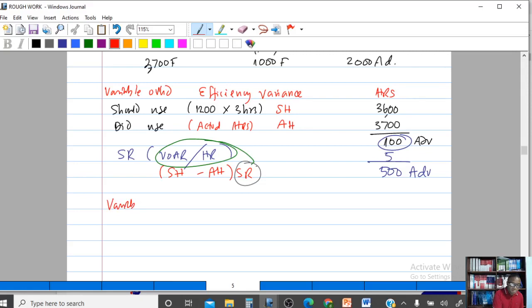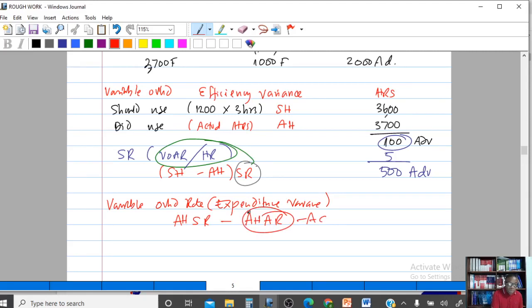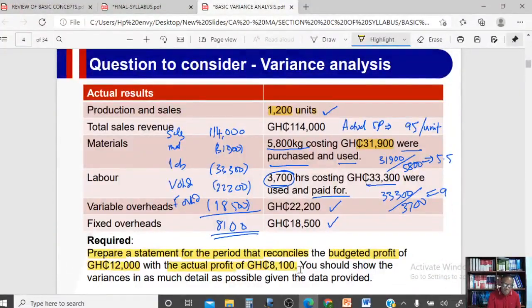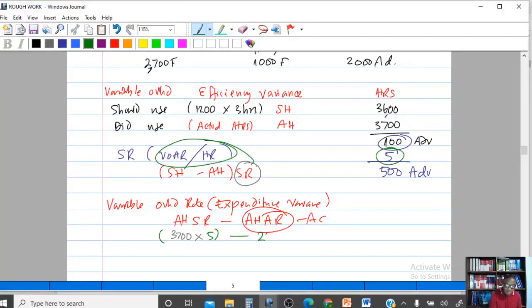So I'm going to have the variable overhead rate or expenditure variance. Okay, and let me just see if I can make use of the quick way. I said actual hours, standard rate. Sorry, actual hours standard rate, actual hours actual rate, and I said this is what actual cost. So nothing to worry about there. I can jump on that and say 3,700, but then my variable overhead absorption rate is 5. And how much did it cost me? I can see that there, based on the actual was 22,200. So beautiful, I put that there, 22,200, and that will give me the variance right away.